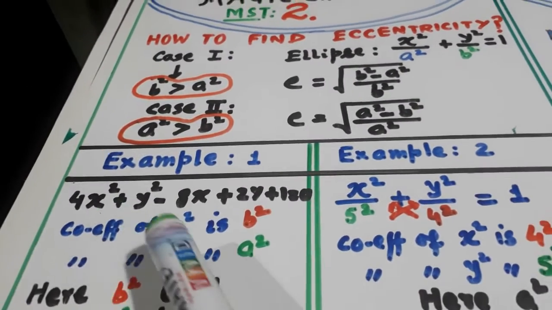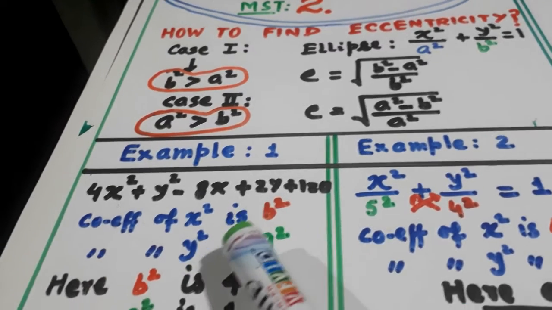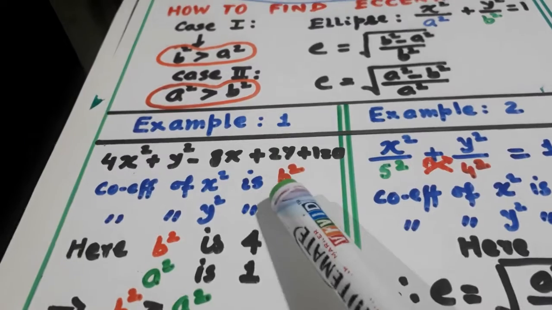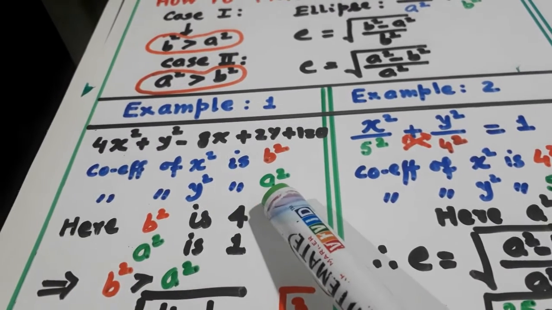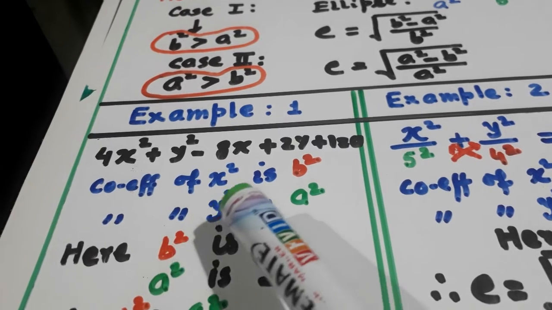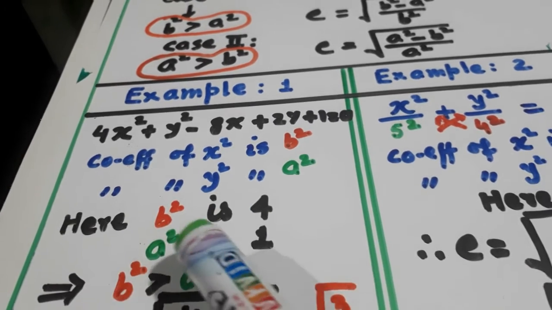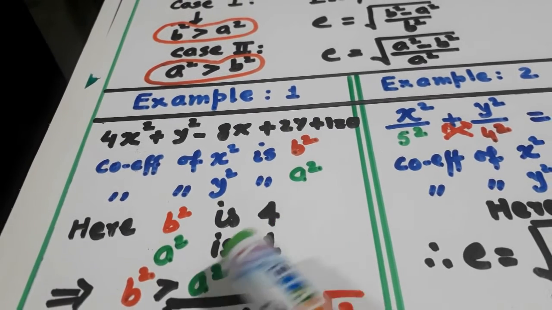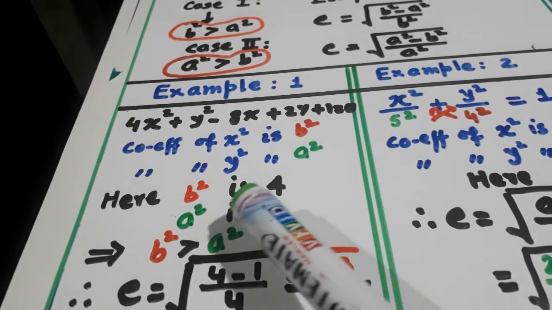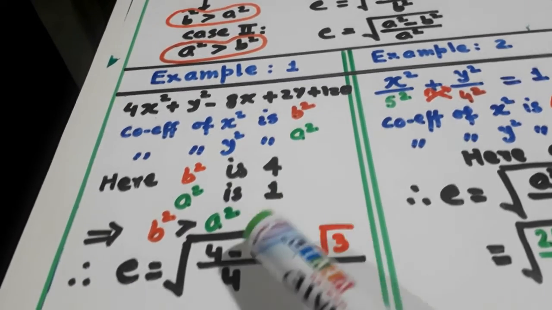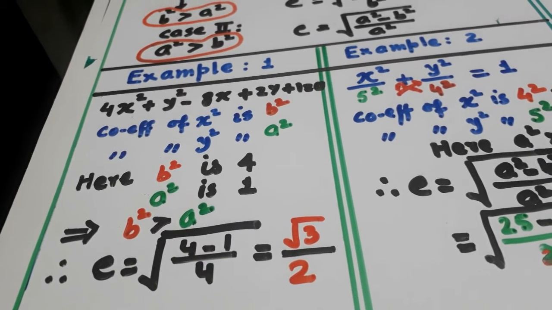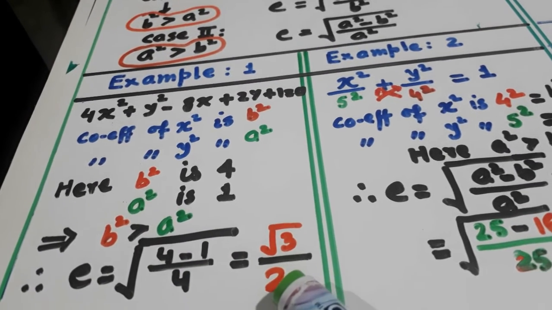This is the equation. This is example number 1. Coefficient of x square is b square and coefficient of y square is a square. Here b square is 4, a square is 1. B square is greater than a square. 4 is greater than 1. So E will be equal to 4 minus 1 over 4. It is root 3 by 2.